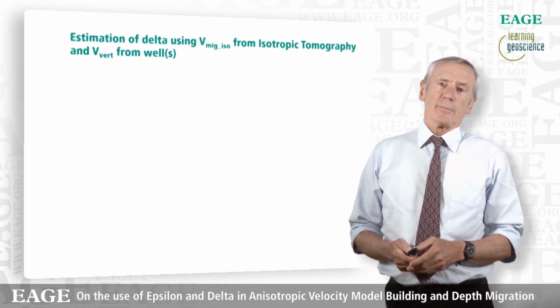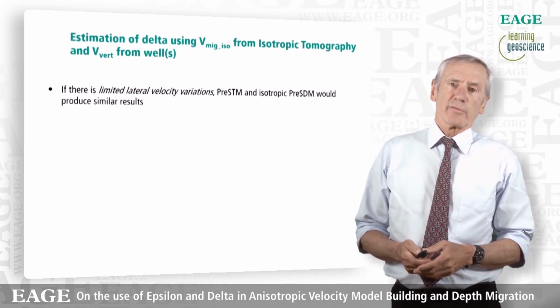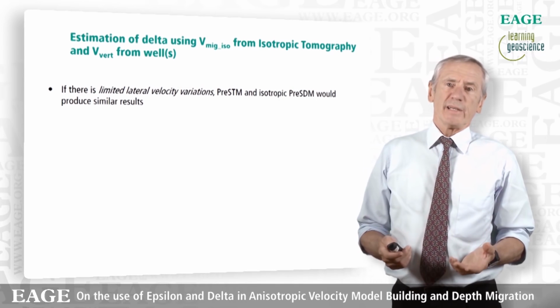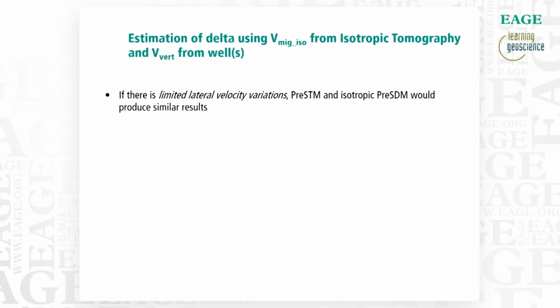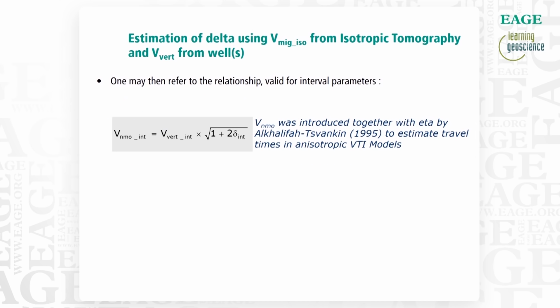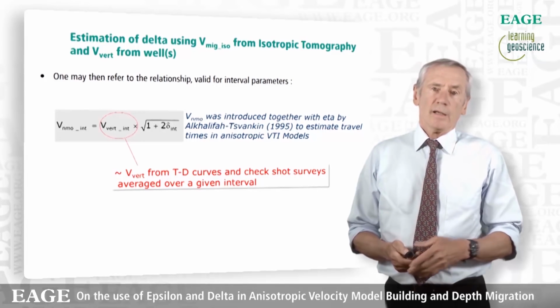So how do we estimate delta? For instance, if we assume that there are limited lateral velocity variations, we may think of pre-stack time migrations as behaving very much like pre-stack depth migrations. In this case, we may call famous equations introduced by Al-Khalifa, saying that the VNMO from pre-stack time is the vertical velocity times the square root of 1 plus 2 delta. So we may have access to delta in this way.